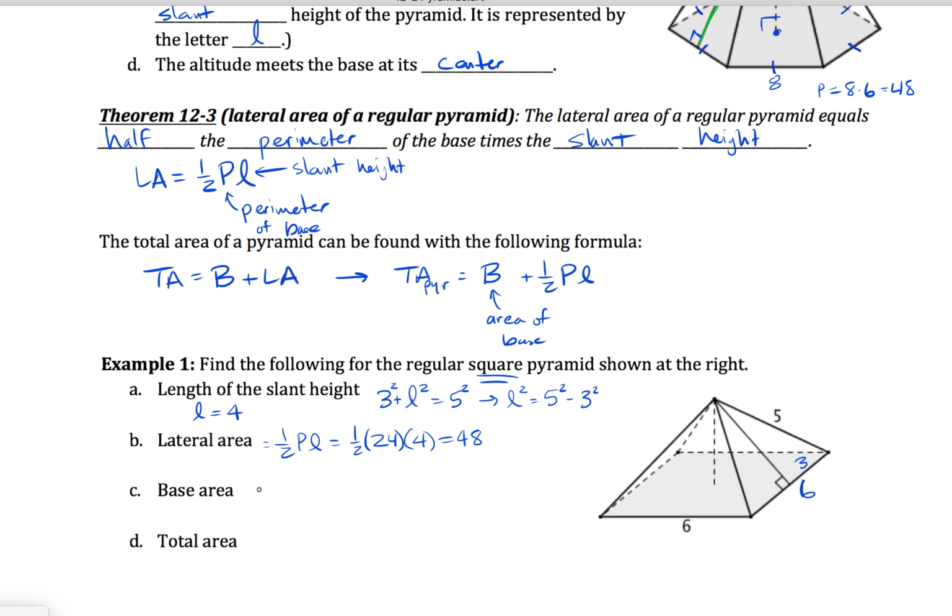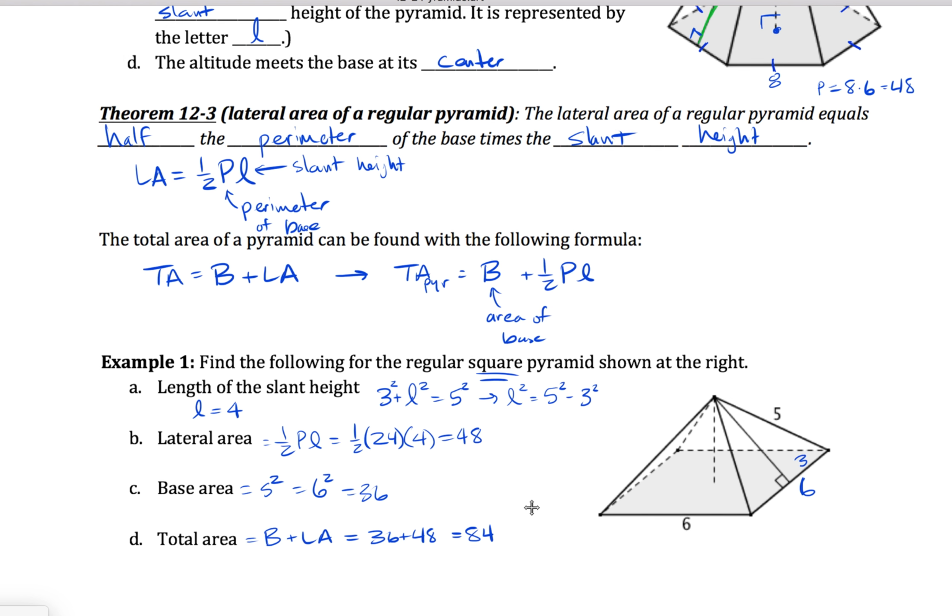What's the base area? Well, that base is a square. So to find its area, we're just going to take one side of it and square it. So we'll take 6 squared in this case, which is going to be 36. So our total area, which of course is going to be the area of the base plus the lateral area, is going to be 36 plus 48. And 36 plus 48 should give us 84. So that square pyramid would have a total area of 84 square units.